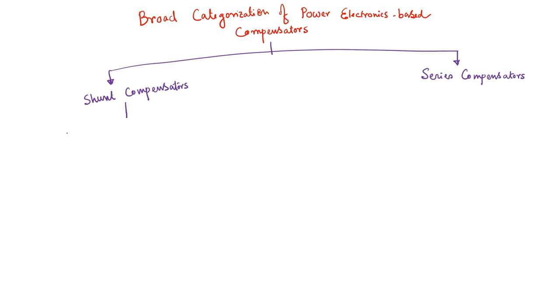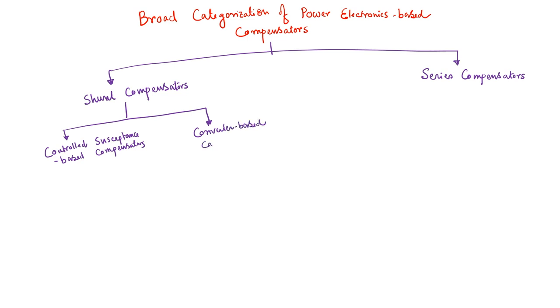So, for shunt compensator there is another classification. One will come under controlled impedance based, or rather controlled susceptance based compensators. Another will come under converter based compensators.